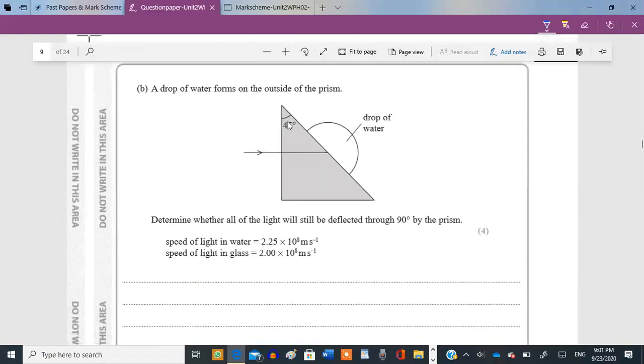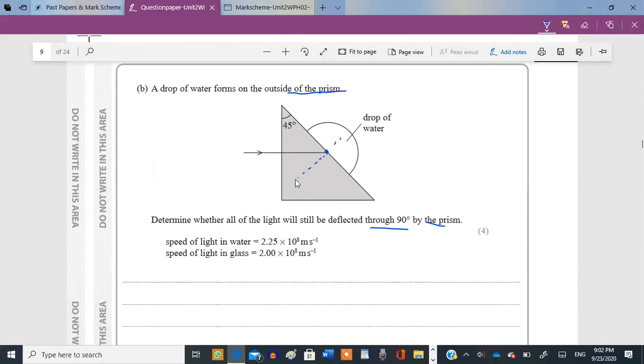Part B says we've got a drop of water forms on the outside of the prism. Okay, now this is water. Water has a greater density as compared to air. Now determine whether all the light will still be deflected through 90 degrees by the prism or not. All right, so we need to see whether total internal reflection will still occur or not.